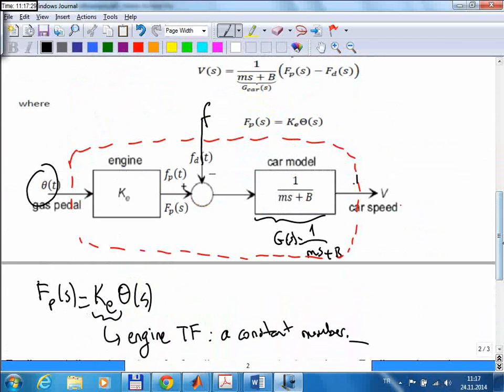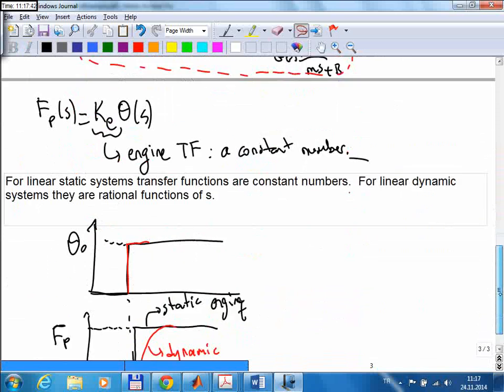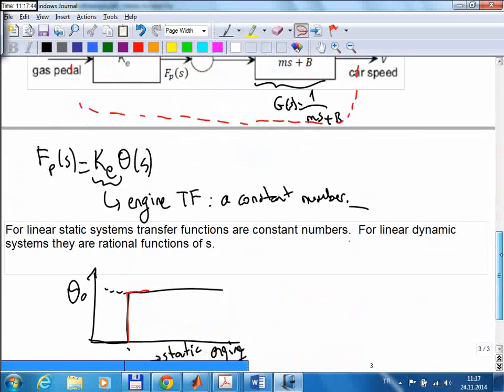Now I can obtain two transfer functions. One from this disturbance force to the speed of the car, and another from the control input to the speed of the car. And these two transfer functions, let me just write it here directly.